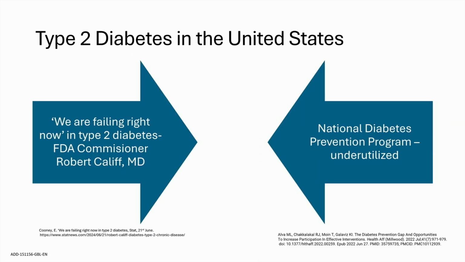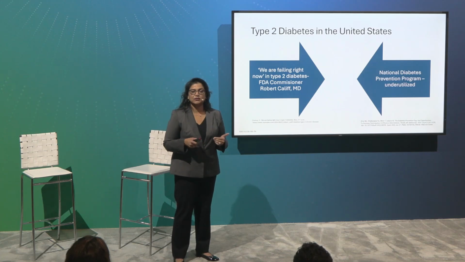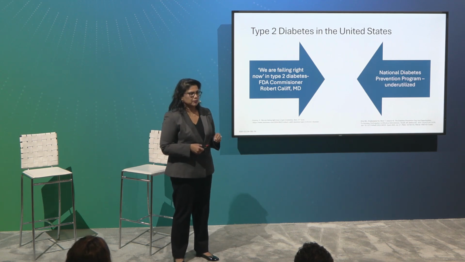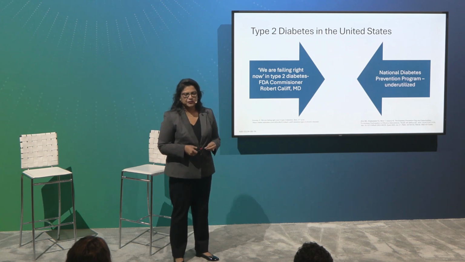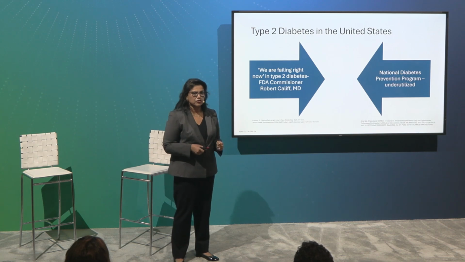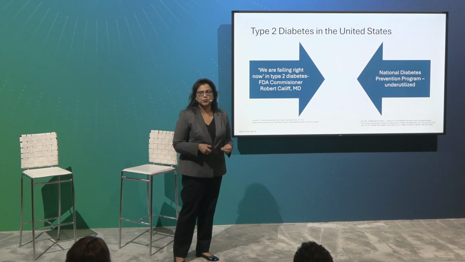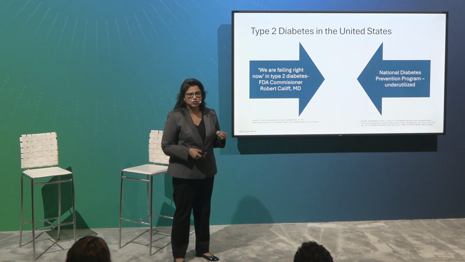If you think about the state of management of type 2 diabetes in the United States, despite the amazing progress in technology, the digital technology that we're using to monitor blood sugars, and the pharmacology advances that have been made in diabetes, we're not doing that great. Just in June, the FDA Commissioner, Robert Califf, gave a talk and said, we are failing right now in type 2 diabetes. I'll talk on the next slide a little bit about the factors contributing to this. The other thing we know in terms of prediabetes is that the National Diabetes Prevention Program is vastly underutilized. It is approved. Medicare pays for it, but we're just not getting people who have prediabetes to this program.